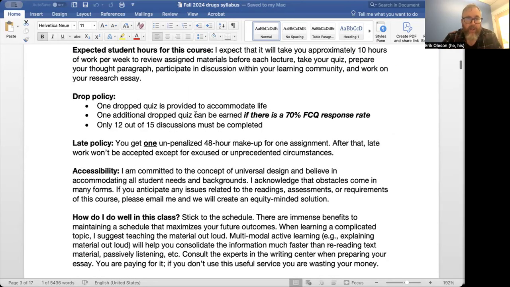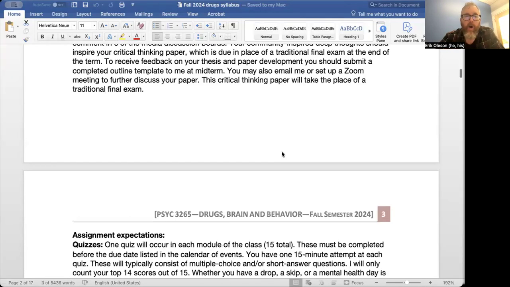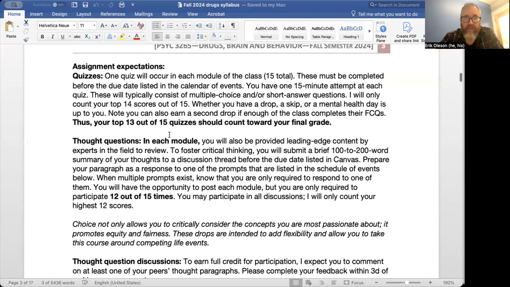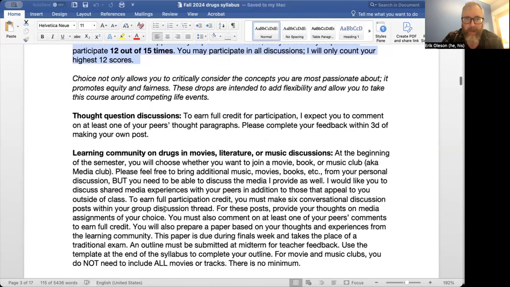And in addition, 1 additional quiz can be dropped if 70% of the class participates in their FCQs. Only 12 out of 15 of your thought questions will be graded. So that means you have 3 drops here, or 3 choices. Ideally, you can prioritize choice first. What are the 12 topics that you're most interested in discussing? And then maybe, if life gets in the way, you can move things around a little bit. But yes, I'd start by dropping the 3 that you just don't want to touch with a 10-foot pole, just not interesting topics to you.